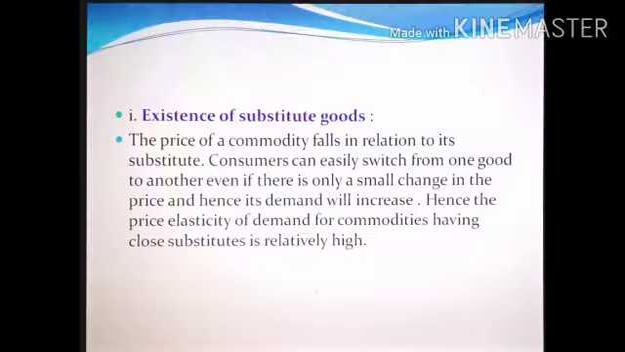Now the first one, existence of substitute goods. When the price of a commodity rises in relation to its substitute, consumers can switch from one good to another even if there is only a small change in the price, and hence its demand will fall. Hence, the price elasticity of demand for commodities having close substitutes is relatively high. It means if you have a close substitute, only then you will switch when the price rises.